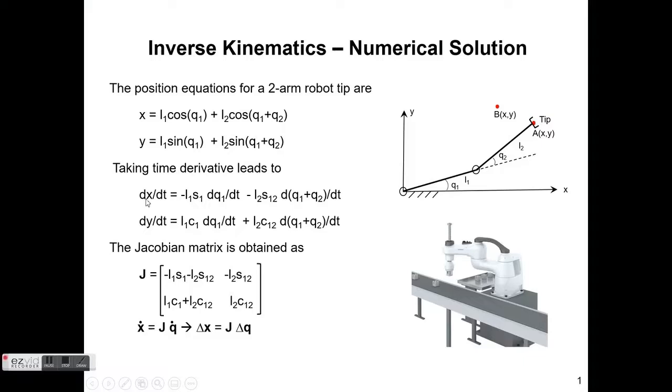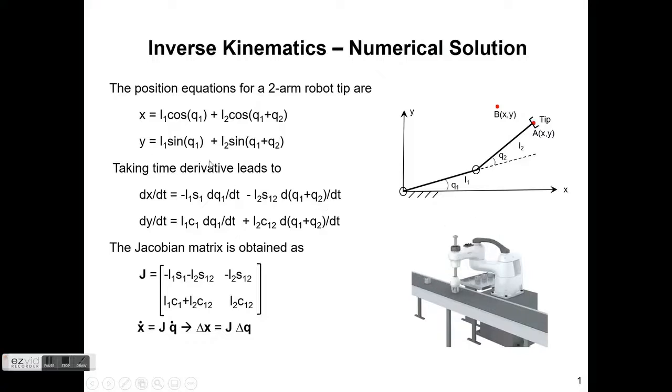So there's x dot, dx/dt. So x dot, do this derivative, equal to minus L1 sine Q1 times dq/dt. So S1 is actually sine Q1, just for short form, and then the derivative equal to minus L2 sine (Q1 plus Q2). This is a short form of that, and then that's the dot Q1 and the dot Q2.